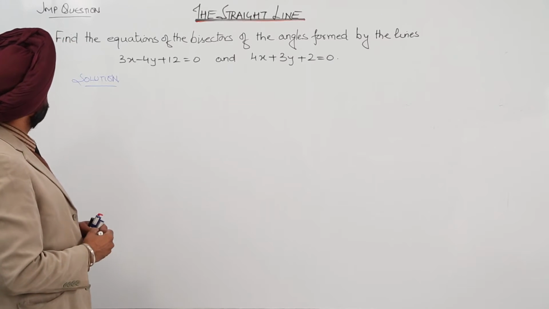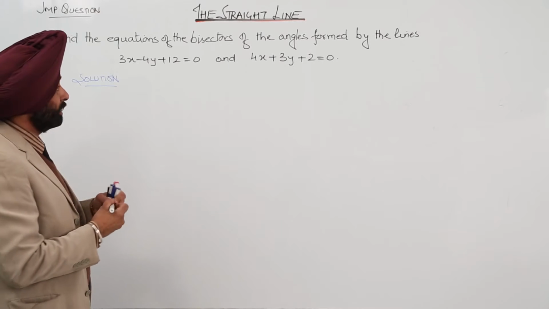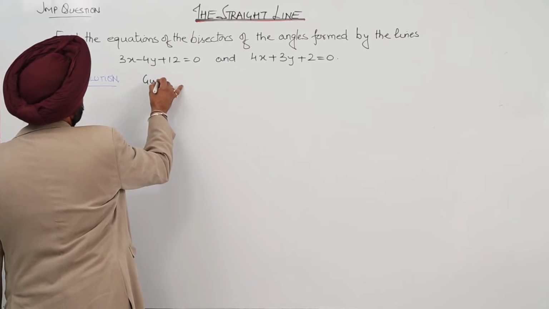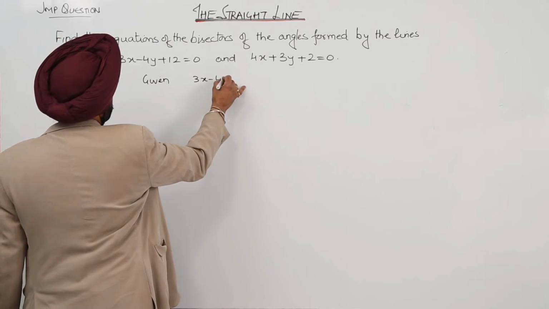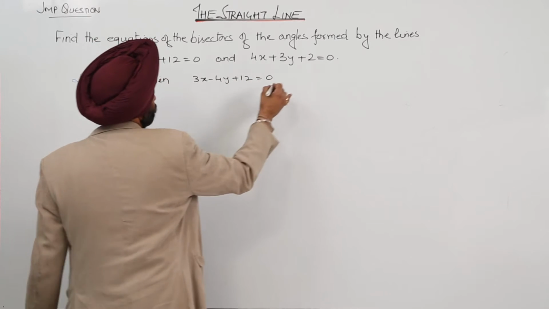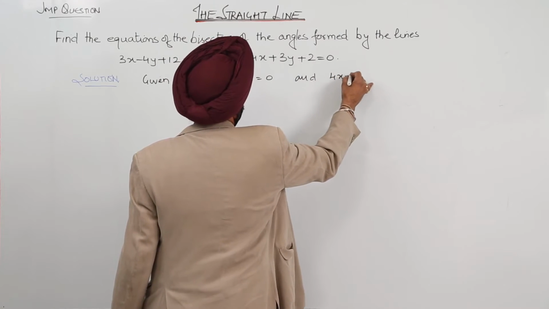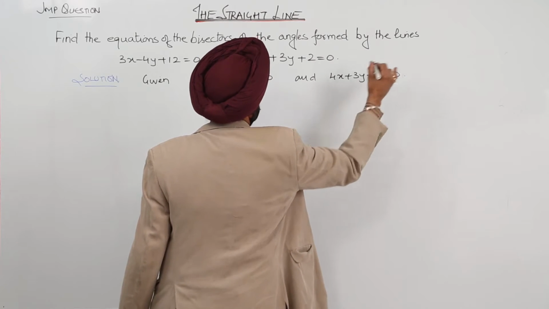Now in this question, we have to find the equation of the bisectors of the angle formed by the lines. Given: 3x minus 4y plus 12 is equal to 0, and the second equation is 4x plus 3y plus 2 is equal to 0.